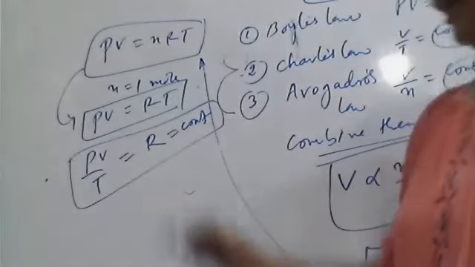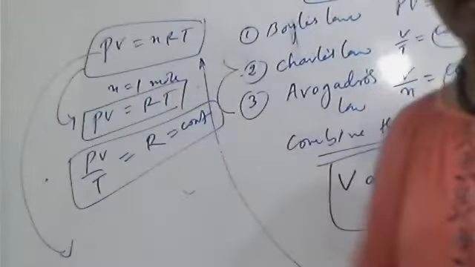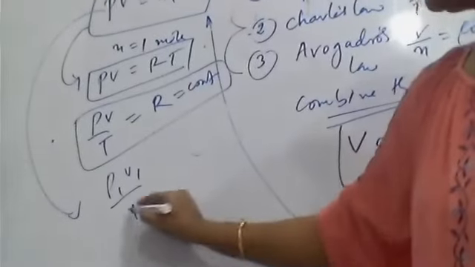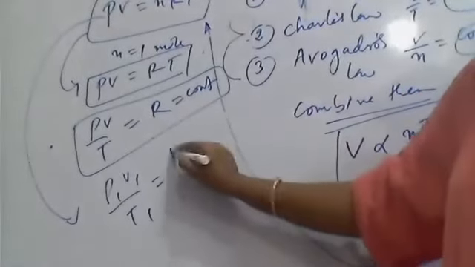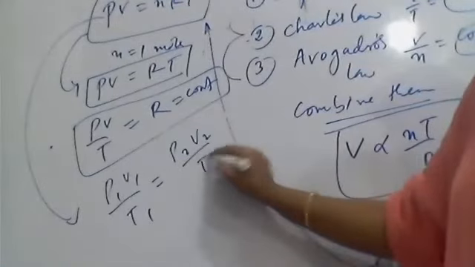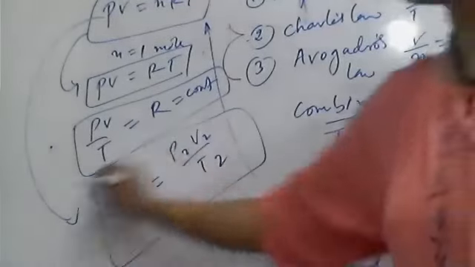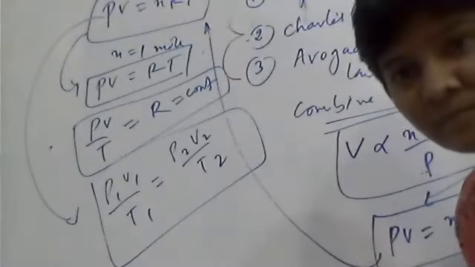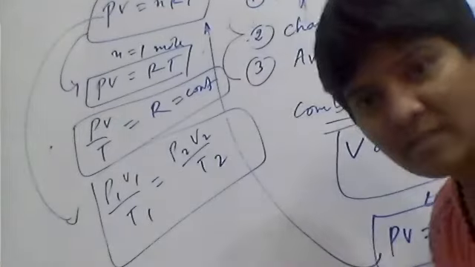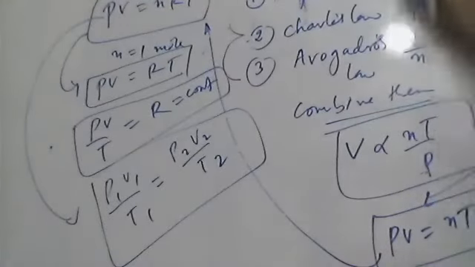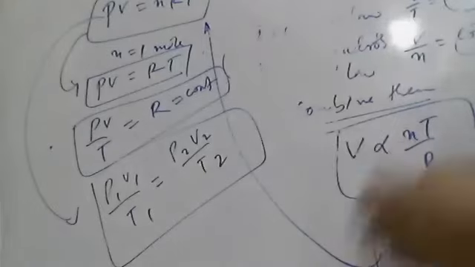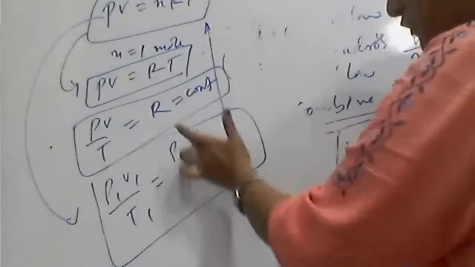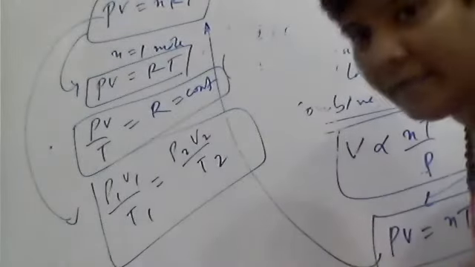So therefore, one more formula of the ideal gas equation can be written as P1 V1 by T1 is equal to P2 V2 by T2. It is one more form of the ideal gas equation. Is that clear? Any gas which obeys PV is equal to nRT or P1 V1 by T1 equal to P2 V2 by T2 is said to be ideal.